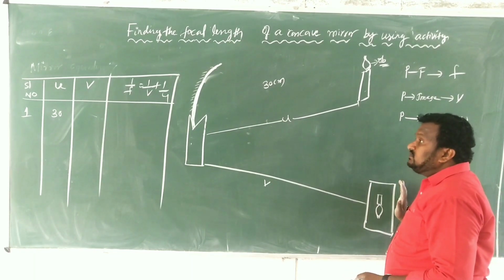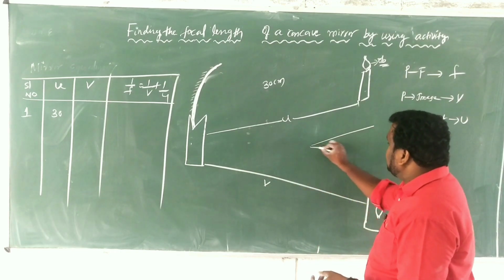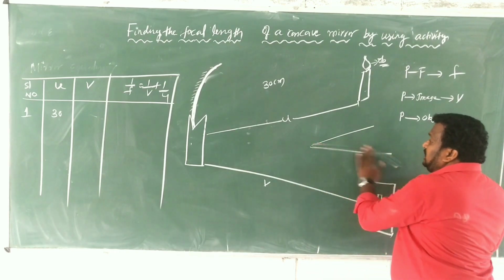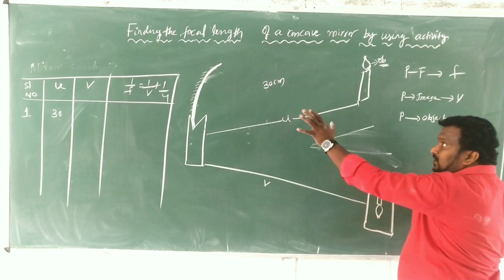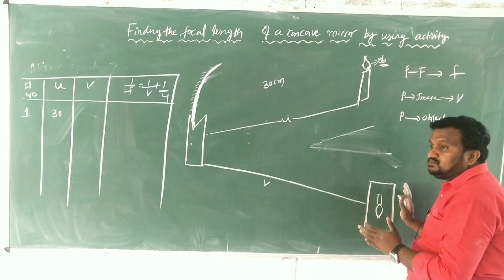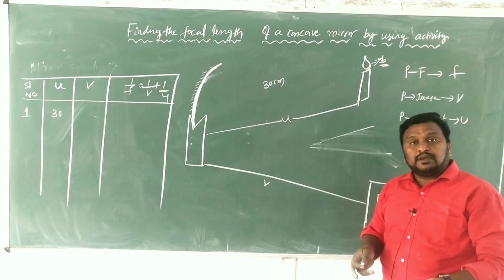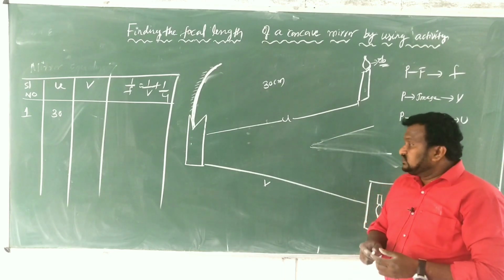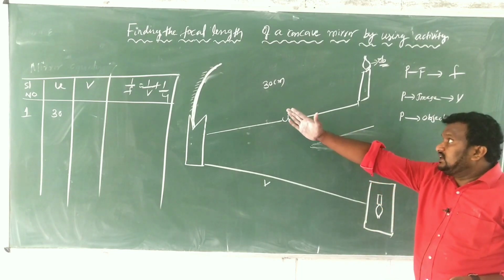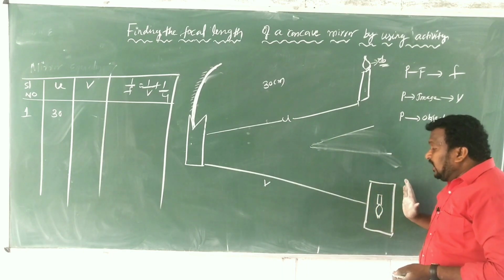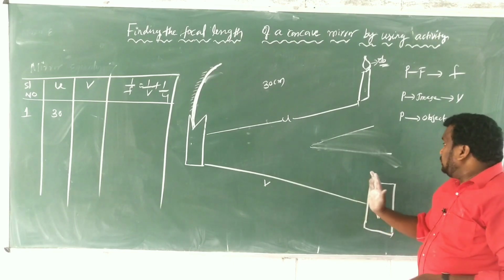We have to keep the screen here. Almost all of you can observe that it should be in the form of a V shape. Clear? So the object is here now. From the other side, in front of the concave mirror, we have to keep a screen. A screen is nothing but a wooden frame or a white paper or anything. The screen should be placed in front of the concave mirror, and we slowly move it towards the mirror. Clear?